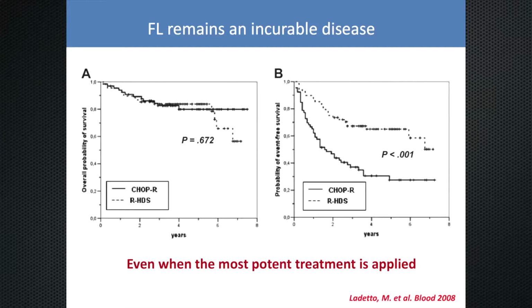It's an Italian study in which the patients were treated either with a medium intensity treatment or with a bone marrow transplantation to start with. And although there was a huge difference in the progression-free survival, there was no difference in the overall survival. And this has been shown again and again in follicular lymphoma.